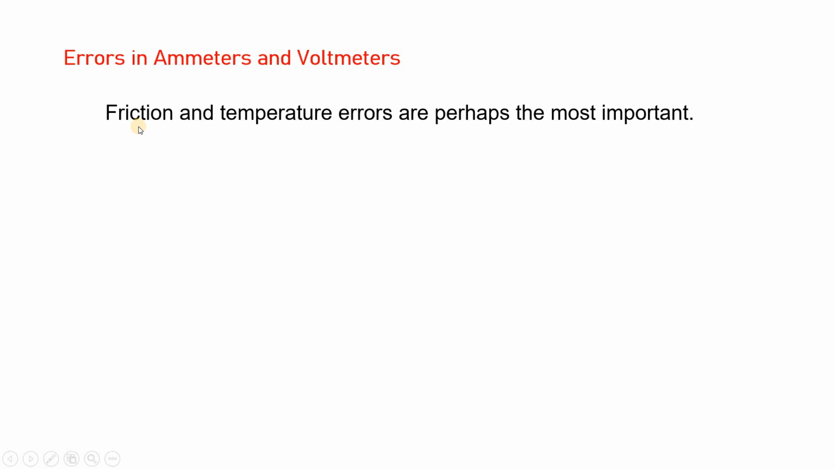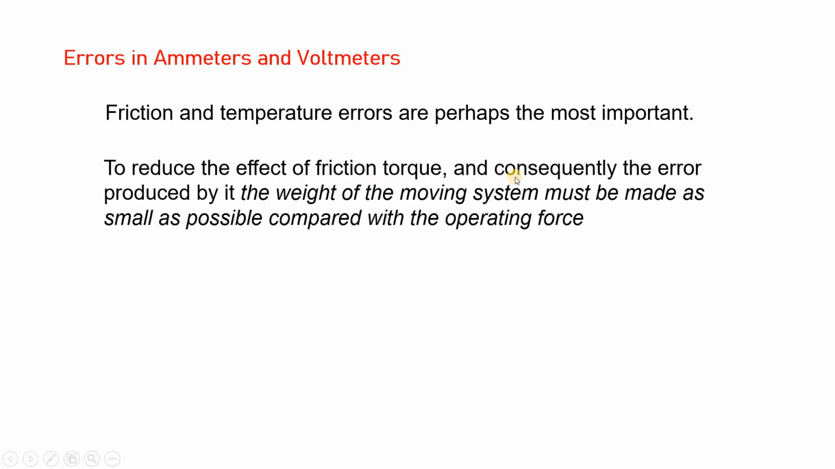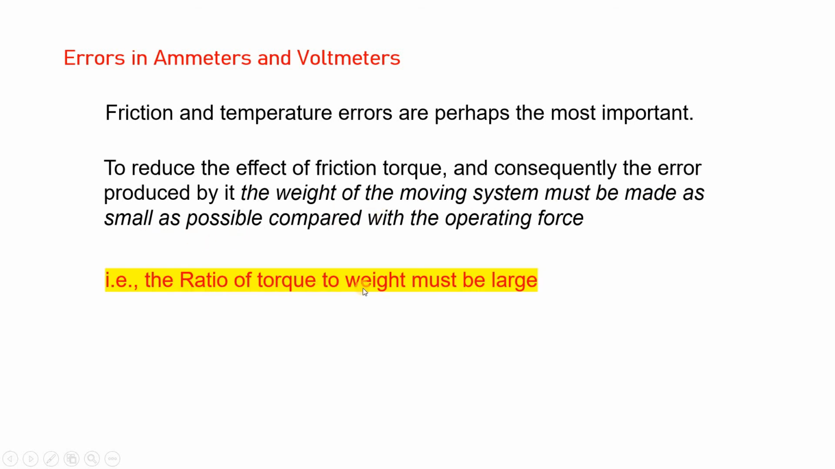Let's see the errors in ammeters and voltmeters. There are majorly 2 errors in voltmeters and ammeters. Friction and temperature errors are perhaps the most important. To reduce the effect of friction torque and consequently the error produced by it, the weight of the moving system must be made as small as possible compared with the operating force. That is, the ratio of torque to weight must be large. If the torque is high, the weight must be very low. If you maintain this, it will reduce frictional errors.